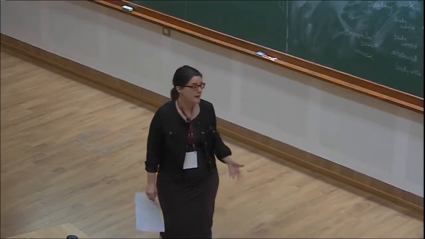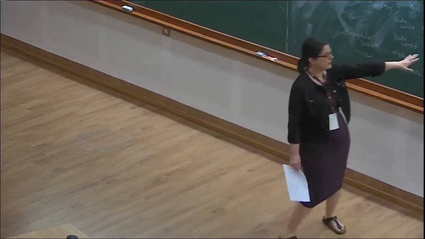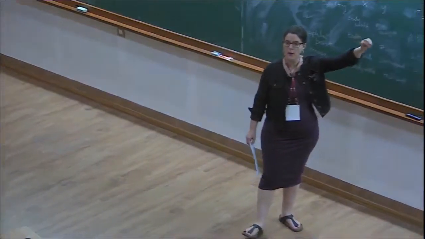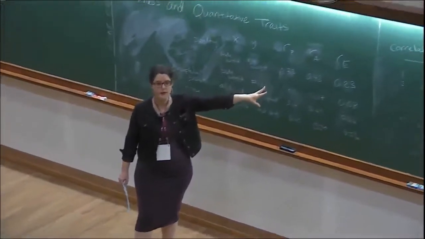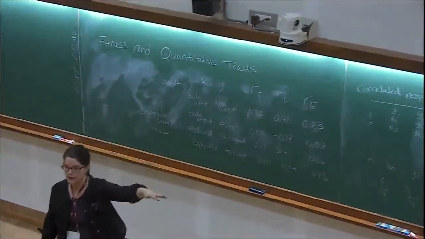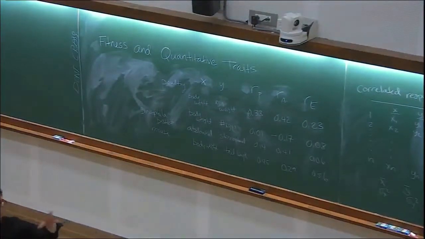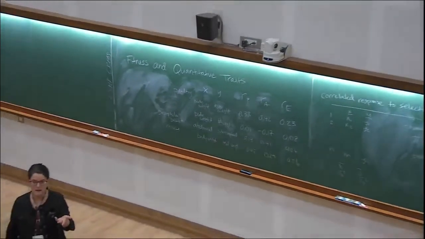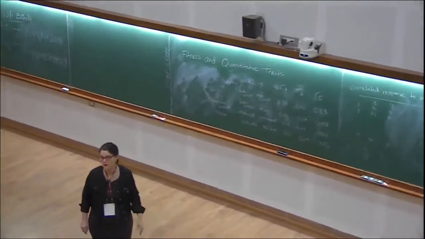Yeah. And that's a really good point. These are measured at a point in time. So this doesn't mean this is what they were along the evolutionary trajectory. That's what the variation is in the population right now. And that depends on the history of those populations.